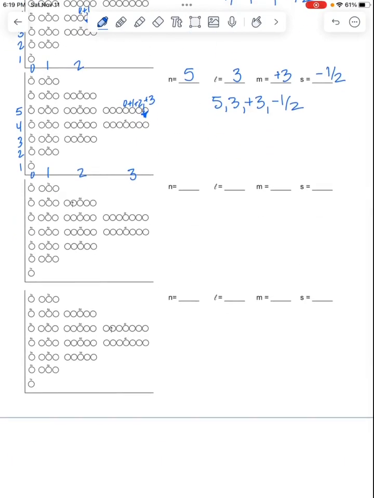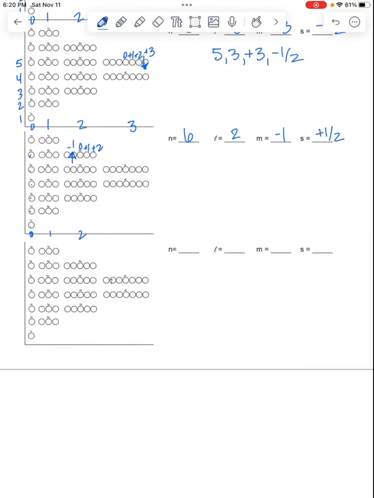Let's do our next problem. Here's my arrow. You take a second to see if you can figure it out. All right, here we go. 1, 2, 3, 4, 5, 6. N is 6. 0, 1, 2, so L is 2. 0 plus 1 plus 2, so it's in minus 1. And it is pointing up. So it is positive 1/2.